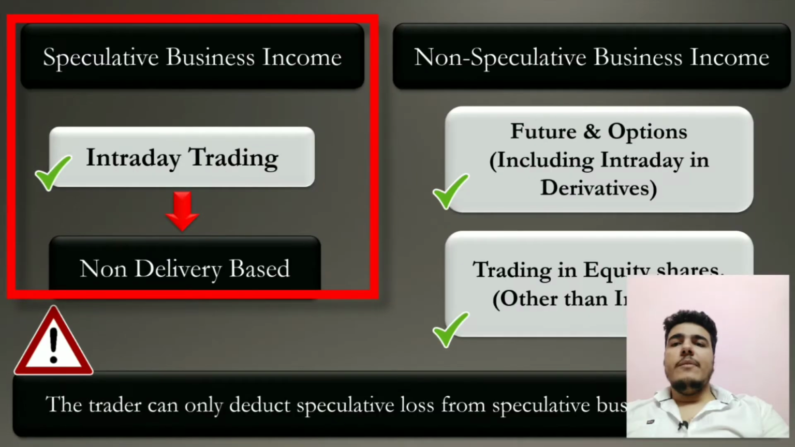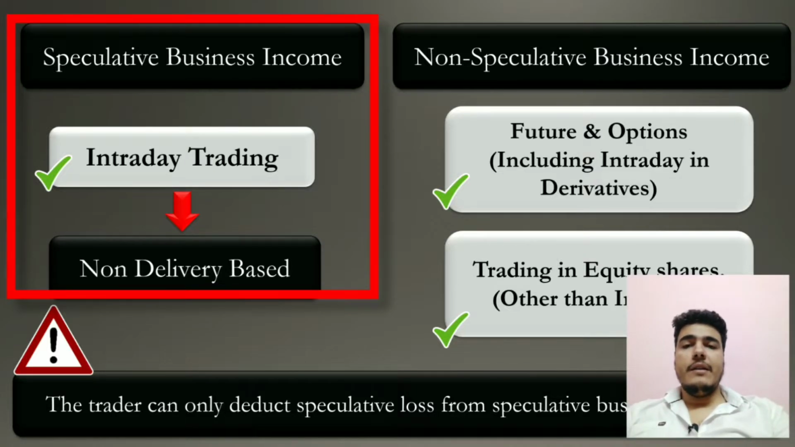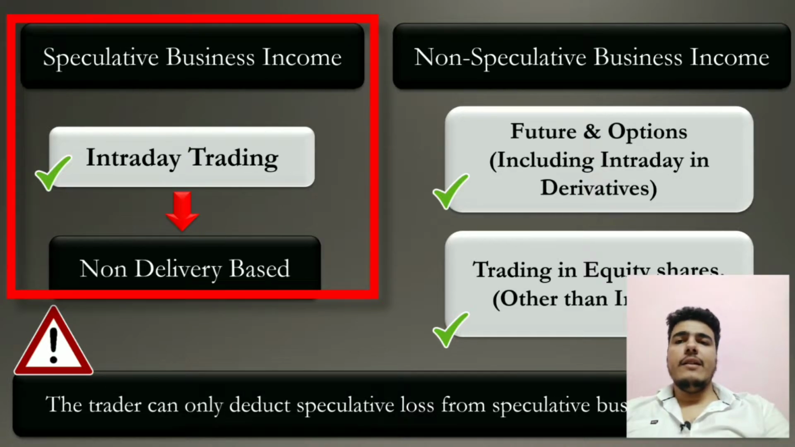So speculative business means intraday trading, non-delivery based. It means we are not taking delivery, we just buy stocks and sell them within a day, or short sell them, right? So it is speculative business income. And non-speculative business income means futures and options, including intraday in derivatives. Even if we do trading in derivatives intraday, it will come under non-speculative.